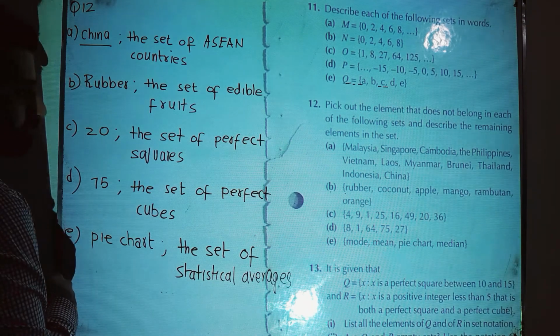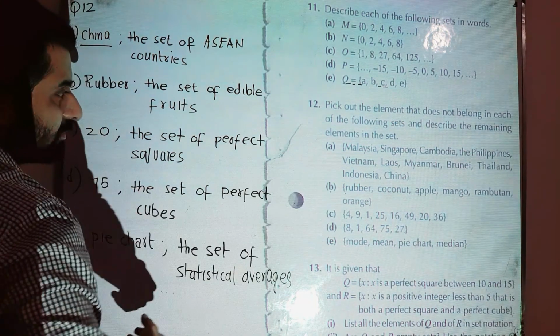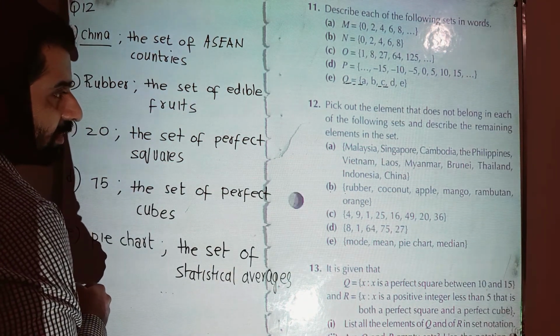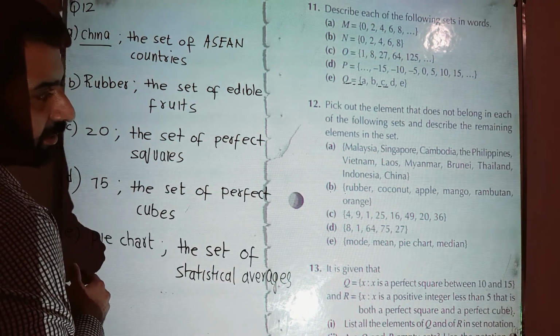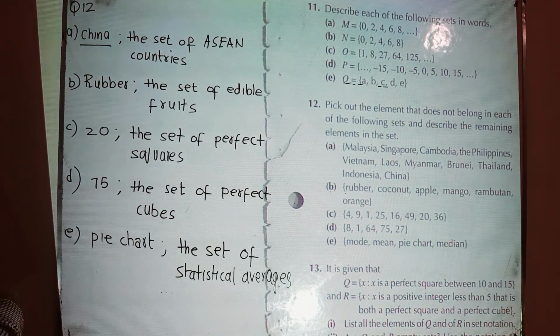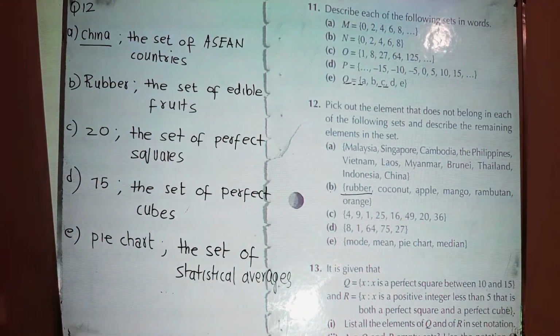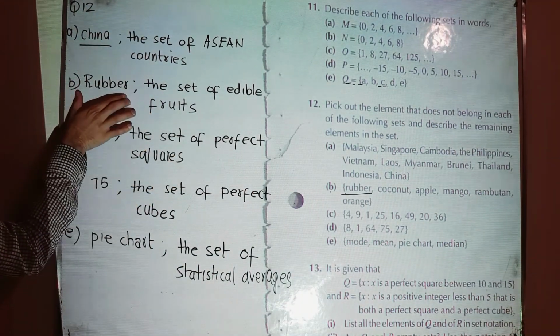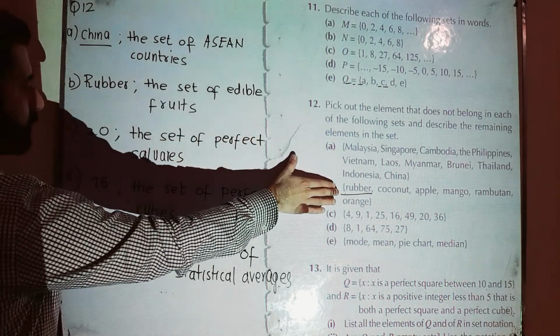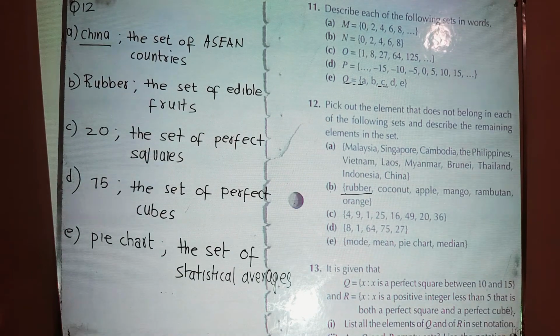Part B is, we have got a set where we have rubber, coconut, apple, mango, orange and rambutan. Okay, we know rubber is not an edible fruit, so rubber is the one that doesn't belong to this set, while the rest are the set of edible fruits.